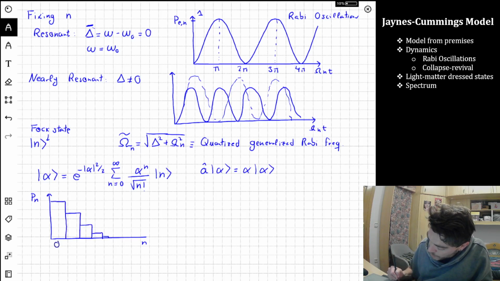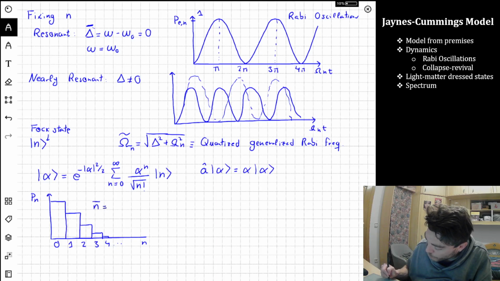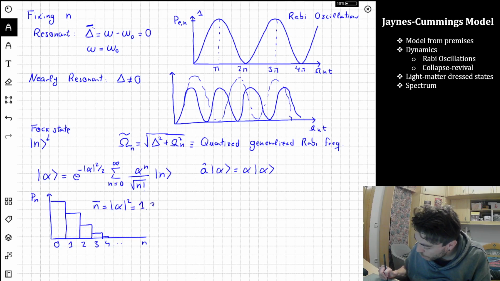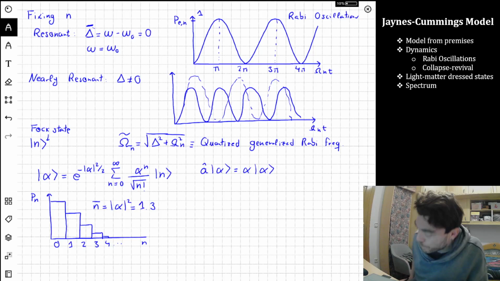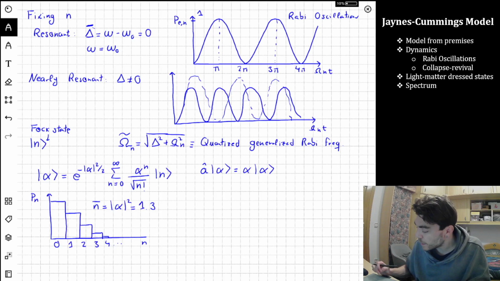So this is 0 photons, 1 photon, 2 photons, 3 photons, 4 photons, etc. And these are the probabilities of finding this number of photons in the state alpha. This, for example, is a state alpha with a mean number of photons, which is, by the way, equal to the square value of this alpha, of around, let's say, 1.3 or something like that. And this is a typical state that one can actually find in a cavity.